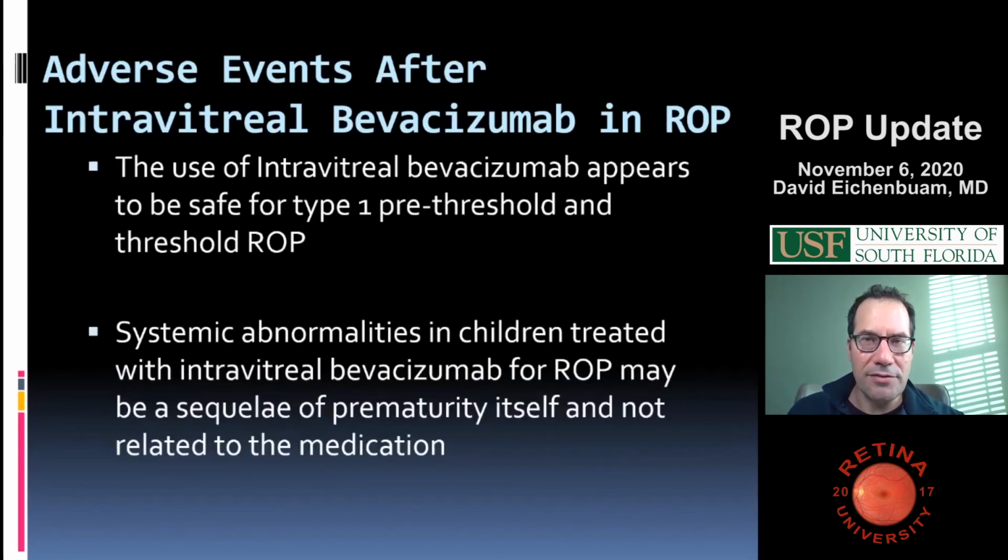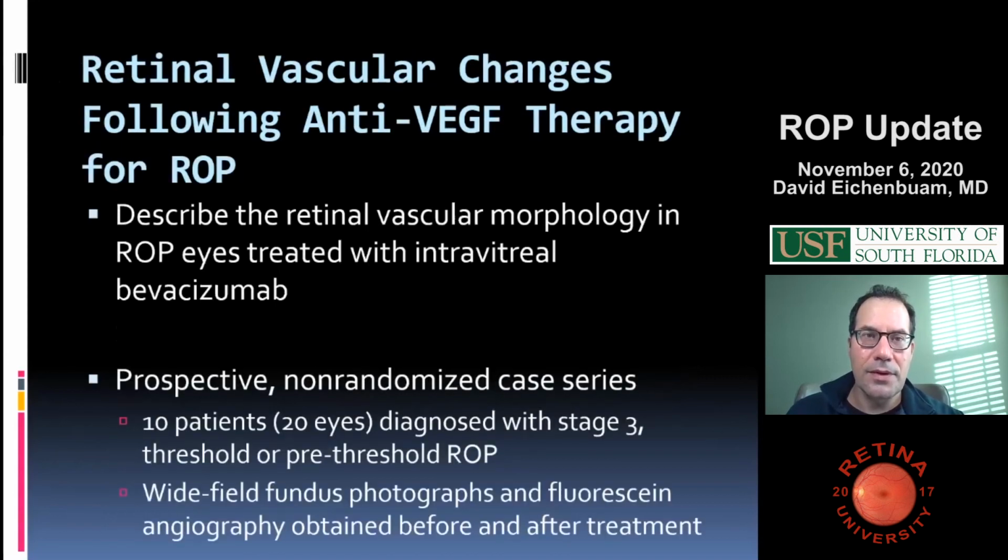And that's the point of these slides, that the use of the intravitreal Avastin appears to be safe for type 1 pre-threshold and threshold ROP. The vascular changes following anti-angiogenic therapy continue to be characterized. Wide field photographs and fluorescein angiography before and after treatment show the area of the retina that is avascular and remains avascular. Do you guys have wide field photography at Tampa General?